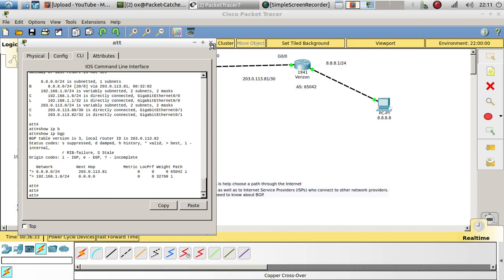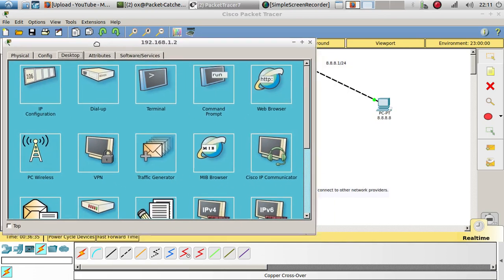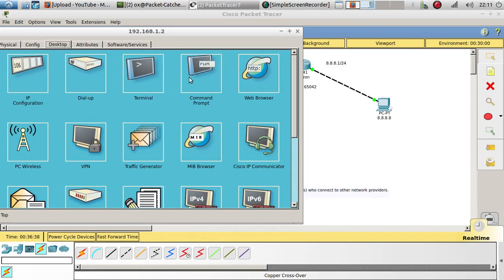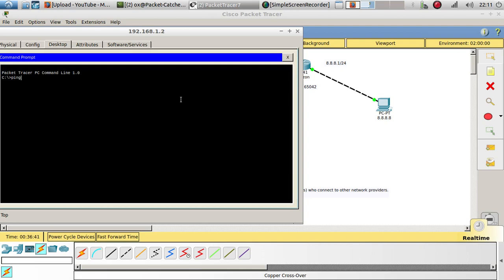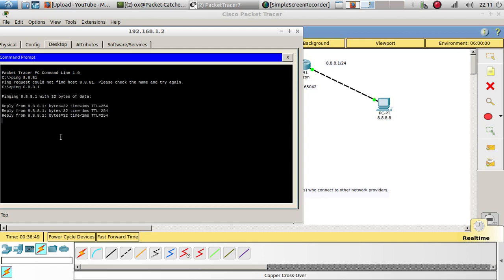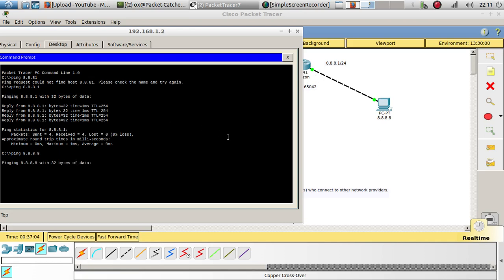So now from here I should be able to ping this other computer over here. Ping 8.8.8.1, oops, and there it is. We are able now to ping this computer over here. We also should be able to ping, this one was 8.8.8.1, so we actually ping this router. So if we ping 8.8.8.8, we should be able to ping this computer on this side, and there it is.